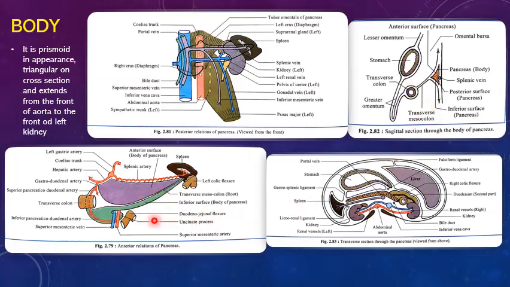Then coming to the inferior border, it is related to the superior mesenteric vessels, right? At the right end of the body, here we can see the superior mesenteric vessels. So these are the relations of the body.